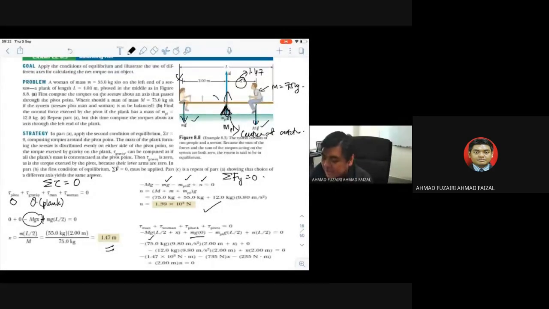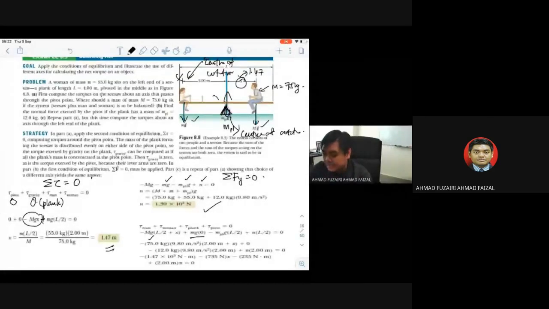Soalan B, soalan C tu dia minta the center of rotation. Okay, kamu boleh tengok sendirilah the rest of the calculations afterwards. Tapi dalam soalan C tu dia minta calculations bila perempuan tu pula jadi center of rotations. Okay, apa beza kalau perempuan tu jadi center of rotations dengan pivot itu jadi center of rotations.